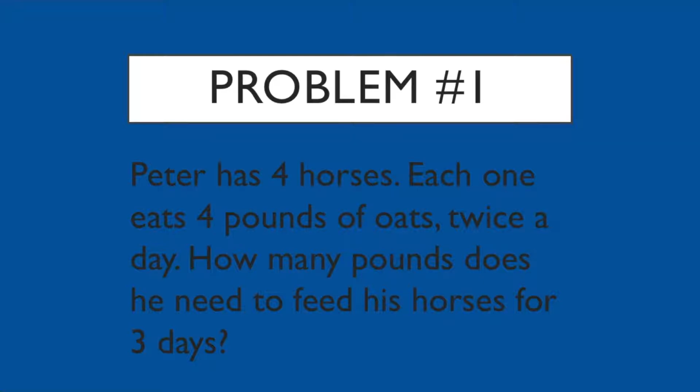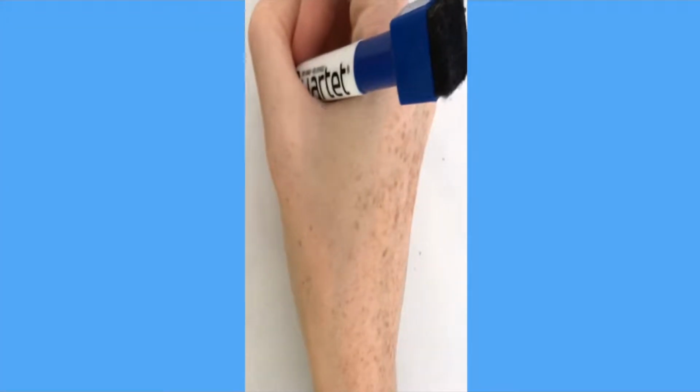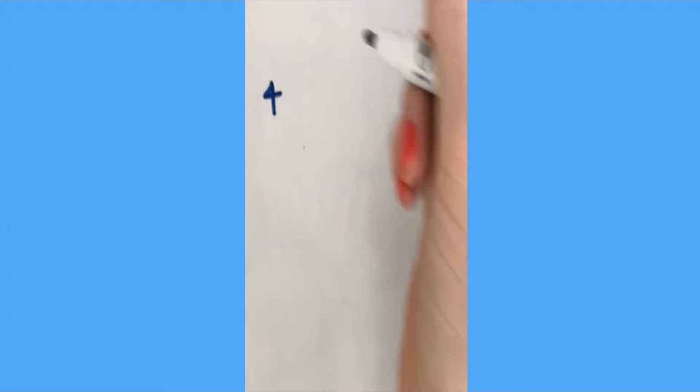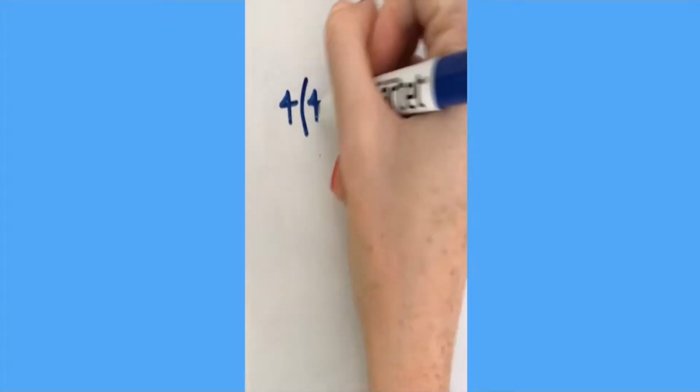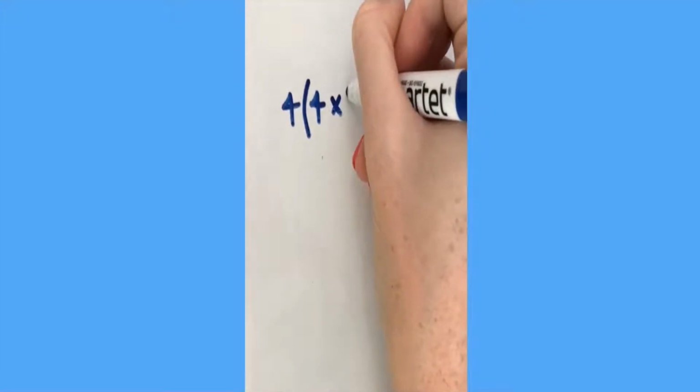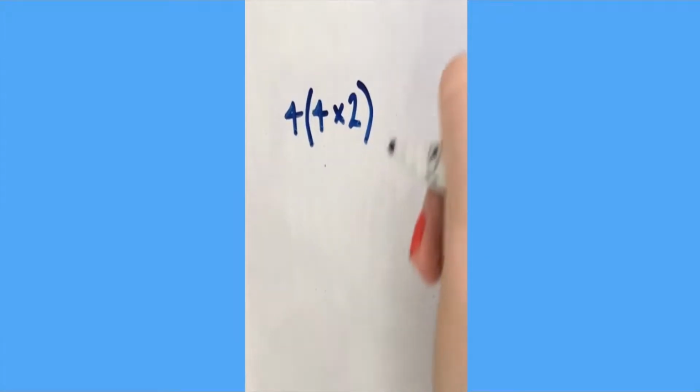The problem says, Peter has 4 horses. Each one eats 4 pounds of oats twice a day. How many pounds does he need to feed his horses for 3 days? To solve this problem, we must multiply the number of horses Peter has by the amount of food that is needed twice a day. If we do this, we come up with 4 horses times 4 pounds of food times 2 because they are fed twice a day.